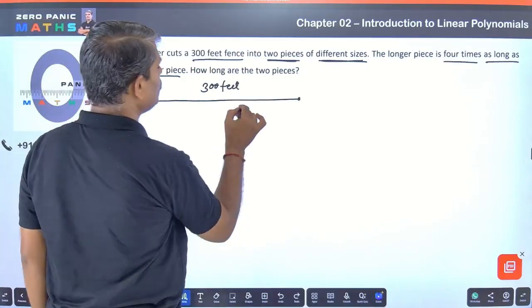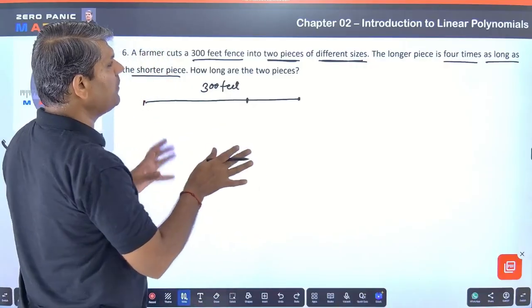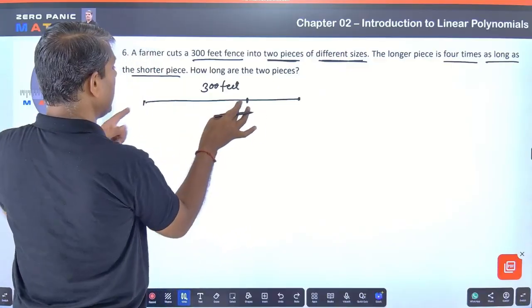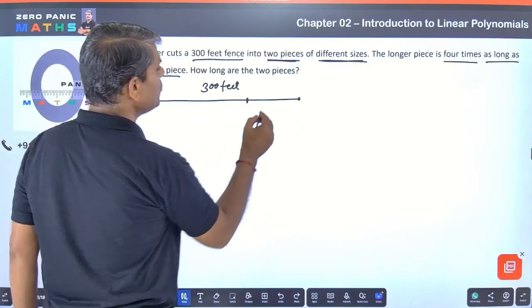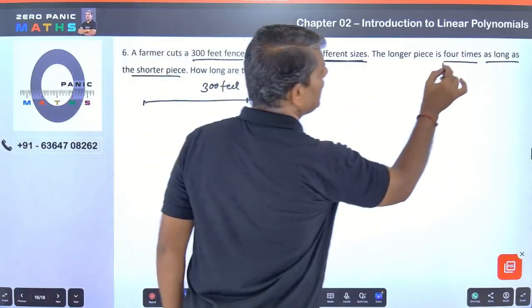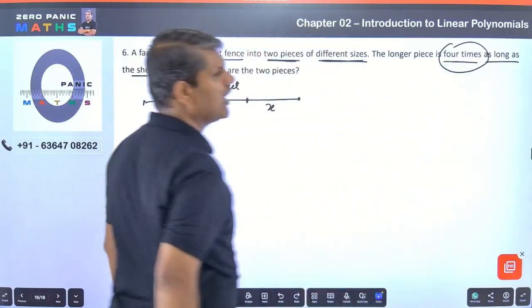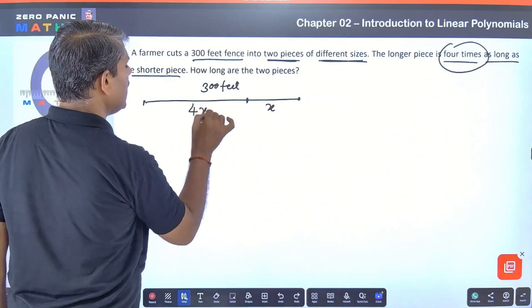He cuts it into two pieces. Suppose these are the two different pieces of different sizes. That's why I've made one larger and one smaller. Assume that the smaller size is x. Then what they are saying is the larger size, whatever you have, is 4 times the shorter size.